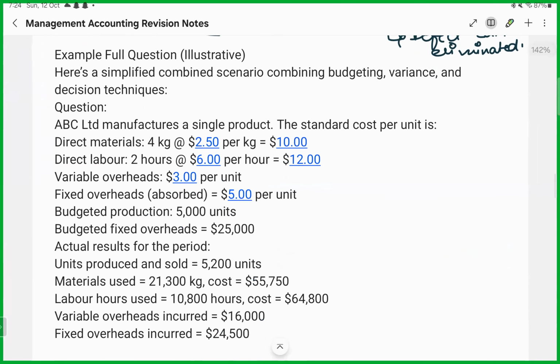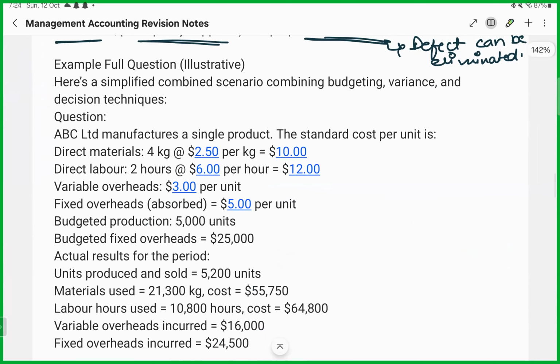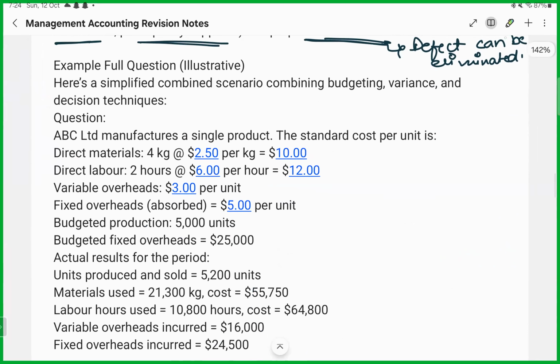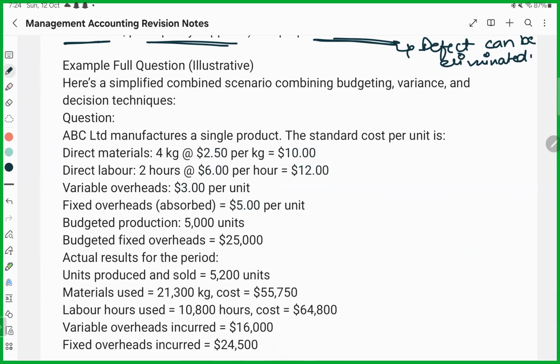Now let's move on to one full question, which is the most famous type of question in your real exam. This question will cover everything: your budgeting, your variance, and your decision techniques. So, ABC, let's see what the question is talking about.